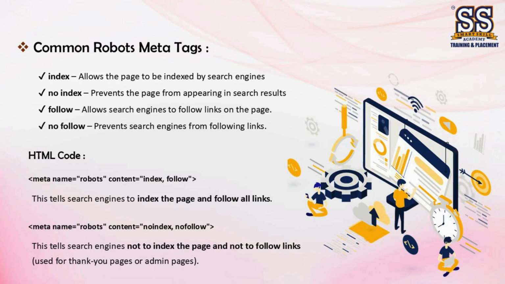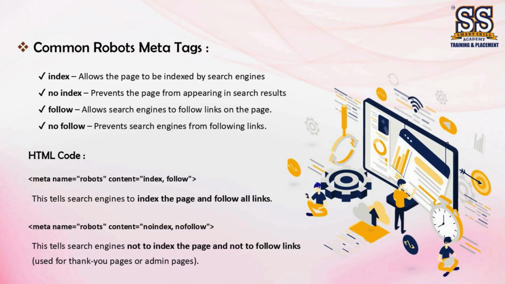Now, how does this look in practice? Let's look at the HTML code. If you want maximum visibility, you'll use meta name equals robots content equals index, follow. This is the default for most of your content. It tells the world you're open for business.